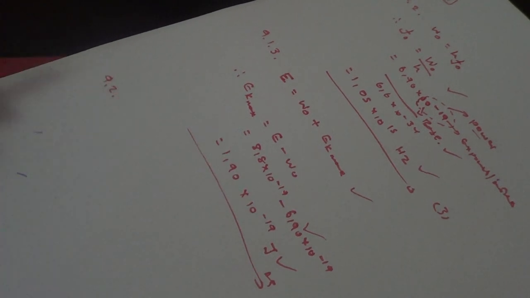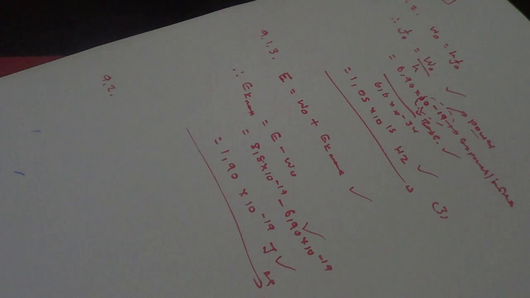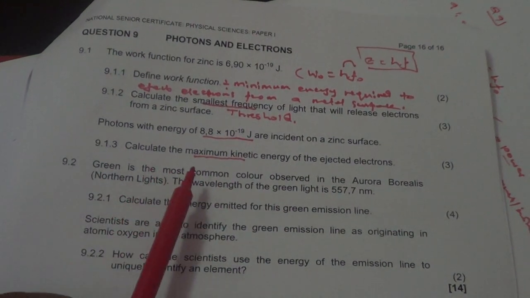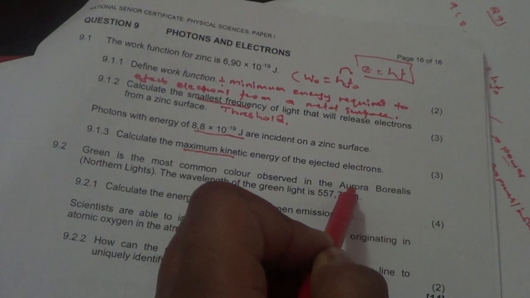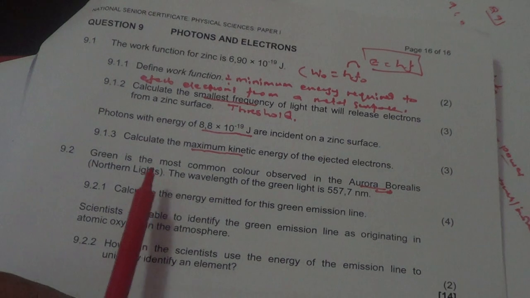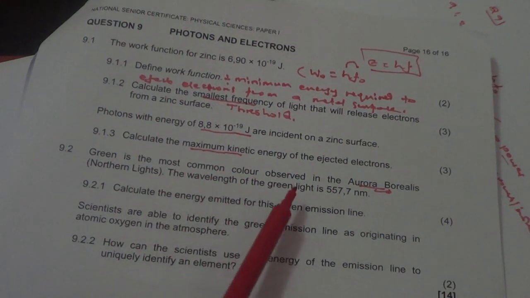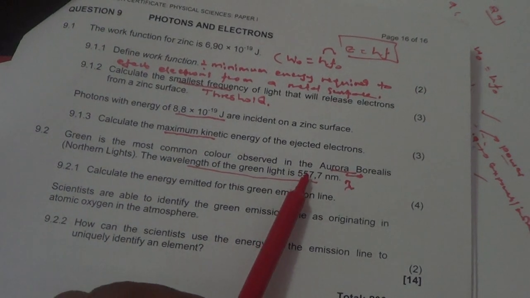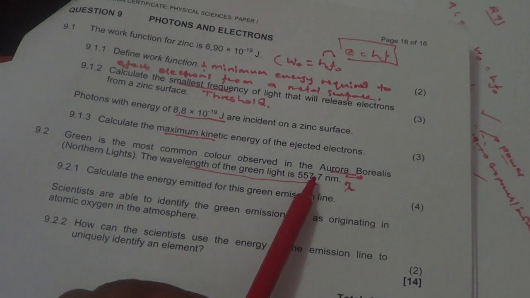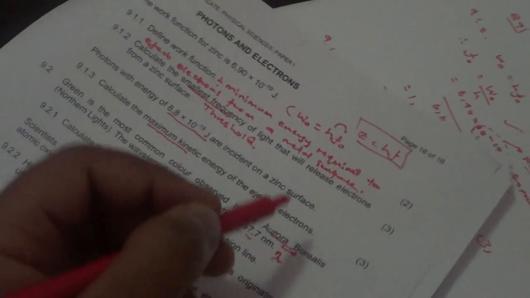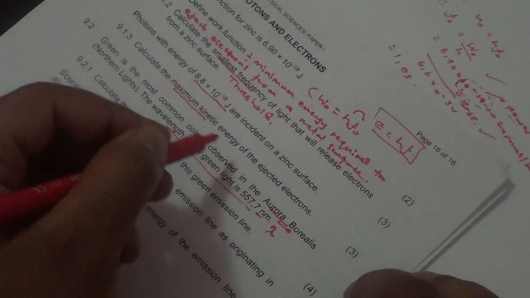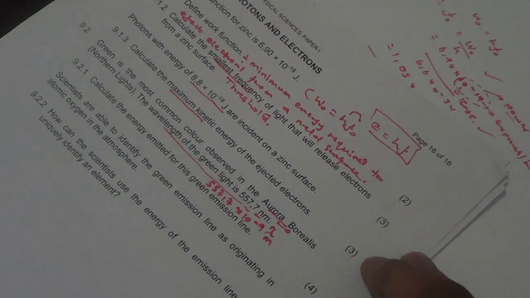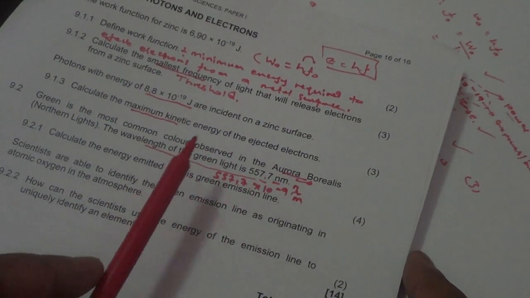All right, so let's do 9.2. You're feeling tired, had a long night. It says green is the most common color observed in the aurora borealis. Northern lights, I don't know what that is, but it doesn't matter. The wavelength of the green light, lambda, is 557.7 nanometers. Now what you need to know is nano means to the minus 9. So basically this is 557.7 times 10 to the minus 9 meters. I think the only trick is that conversion. You need to know what that is.